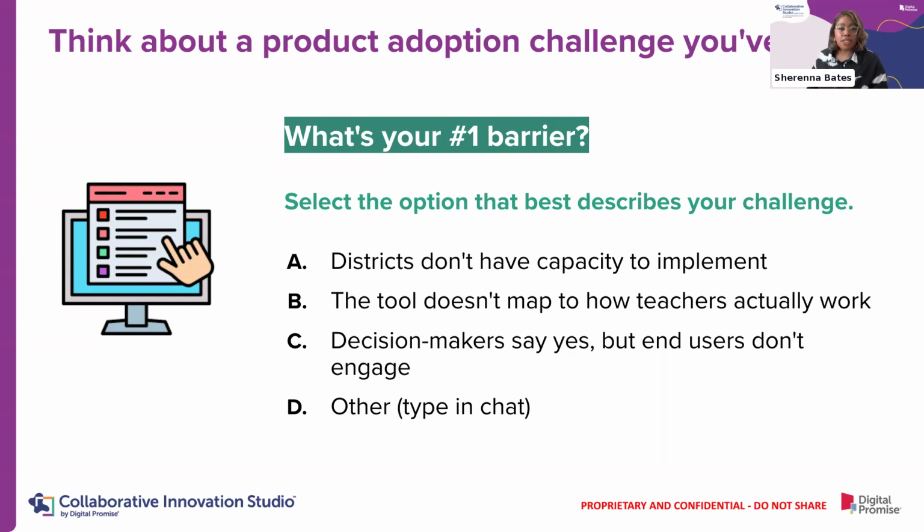And let me pull up the chat. Nothing yet. Okay. And maybe you don't have anything that's coming to mind. Oh, there it goes. We have someone who's saying that it's the decision makers giving us a green light, but maybe the end users don't engage. The tool isn't mapping to how the teachers actually work. That comes up regularly. And then that capacity is a big, big piece. These are all great responses. Thank you so much. I want you all to hold on to that because we are going to use it a little bit later.